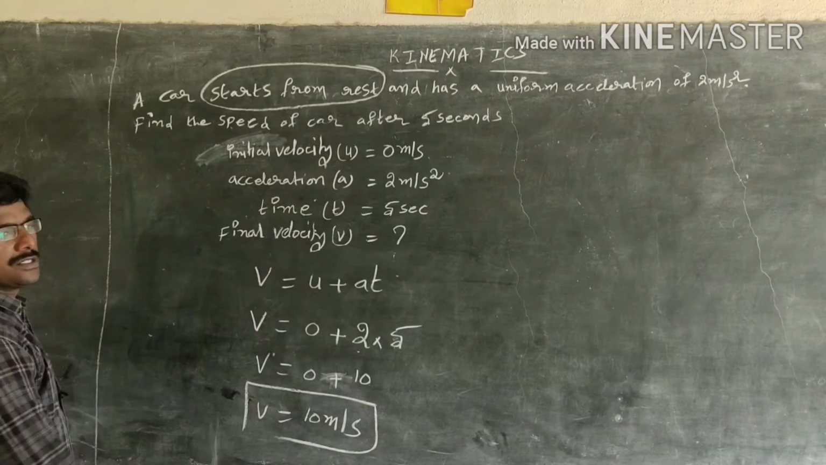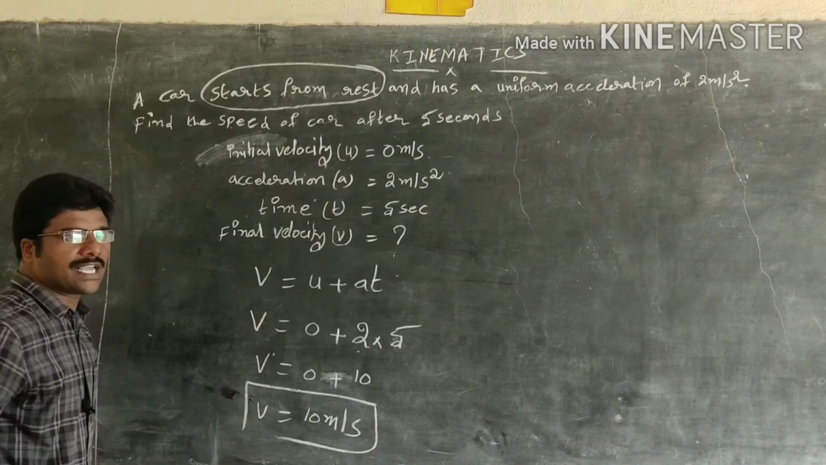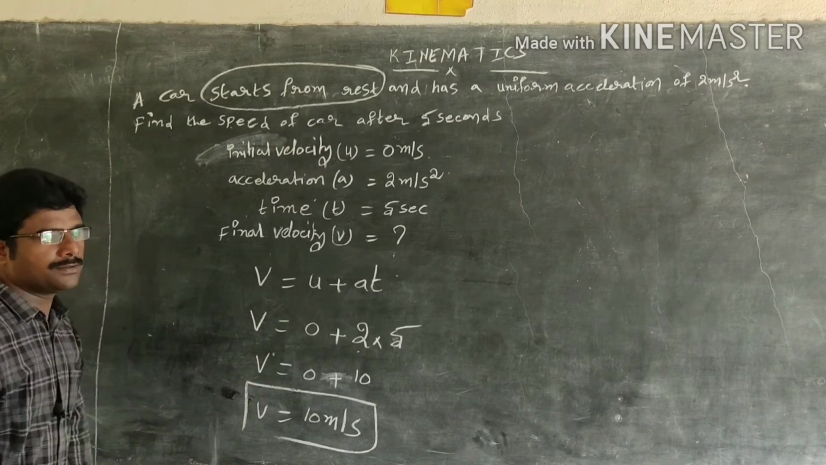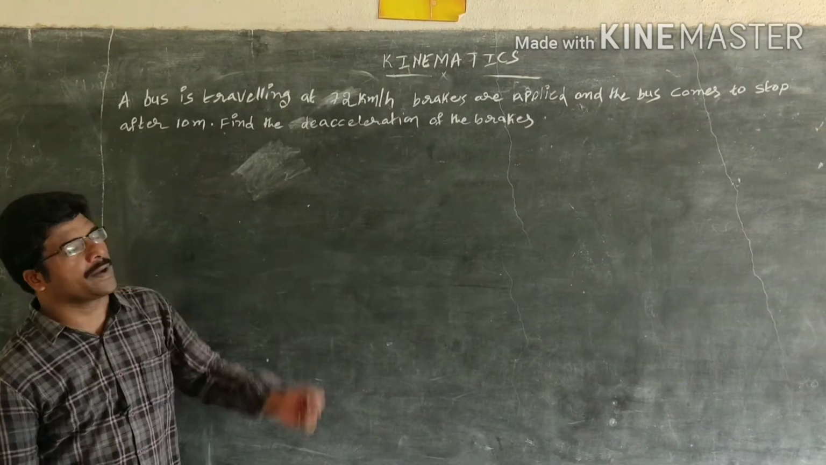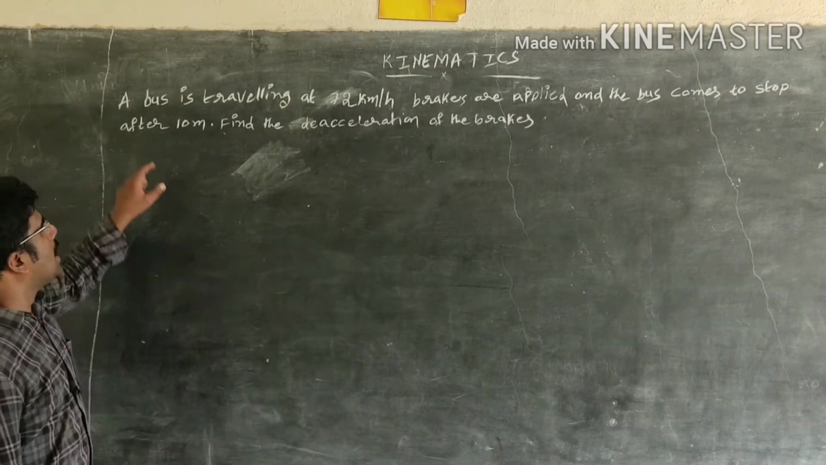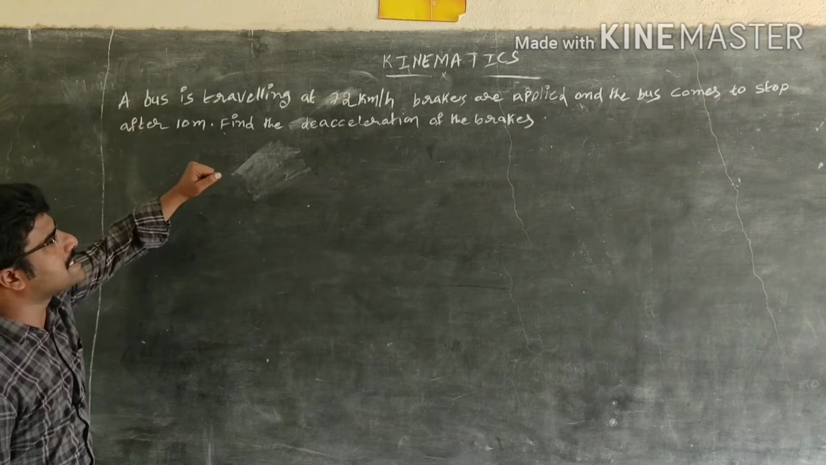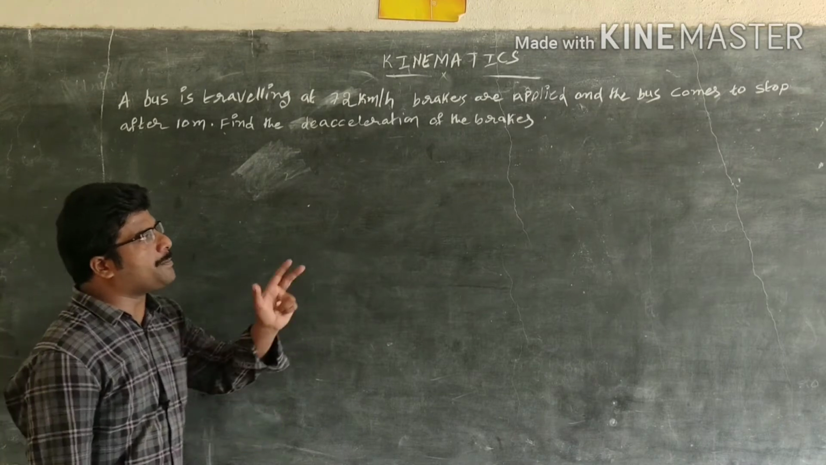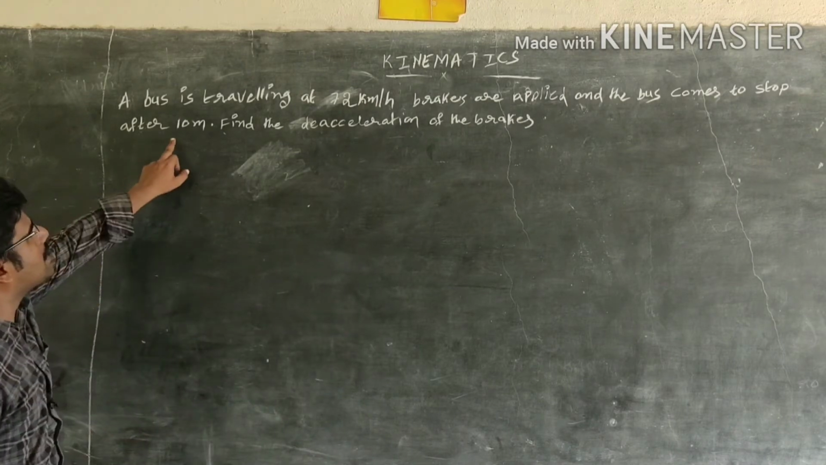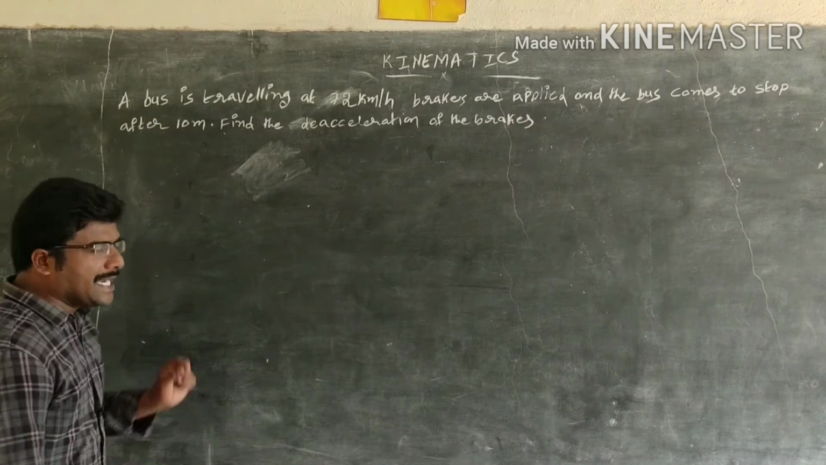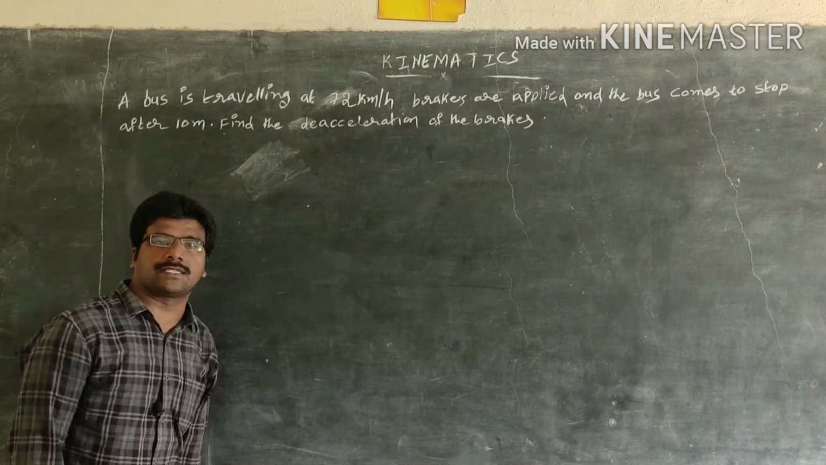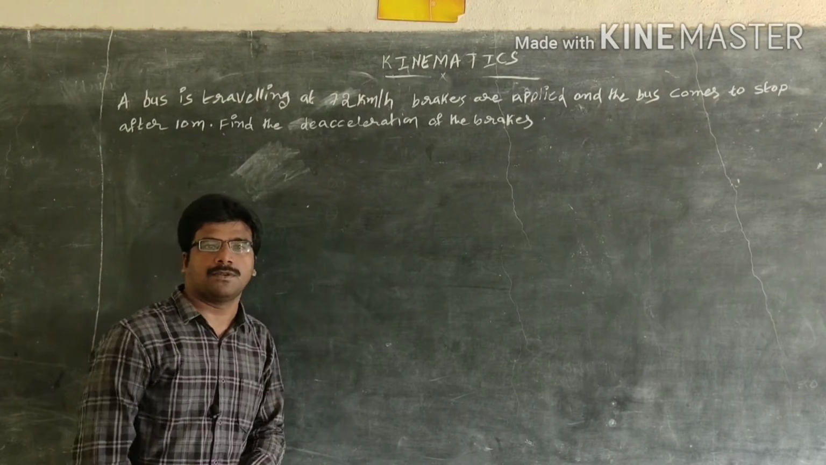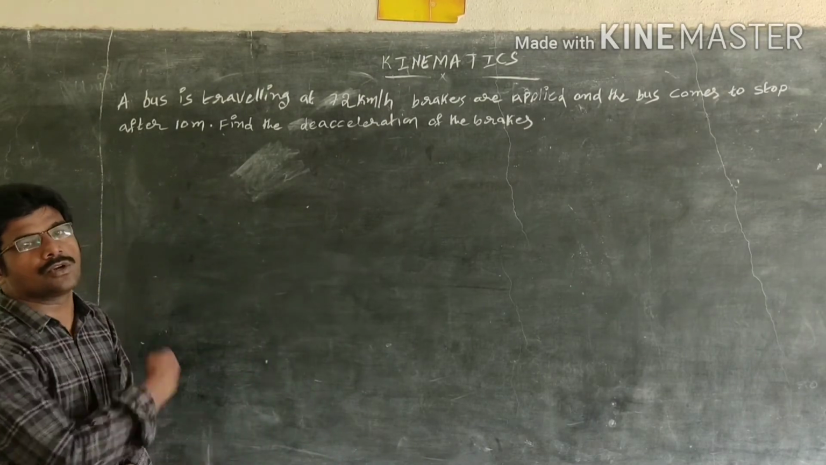Have an idea. So look at this problem carefully for 2 seconds and try to understand the problem. Okay, careful. Right? Coming to another numerical. A bus is traveling at 72 kilometers per hour. Brakes are applied and the bus comes to stop after 10 meters. Find the deceleration of the brakes. Now, students, pause the video and try to do the problem. Okay? If you are unable to follow, look at the board.